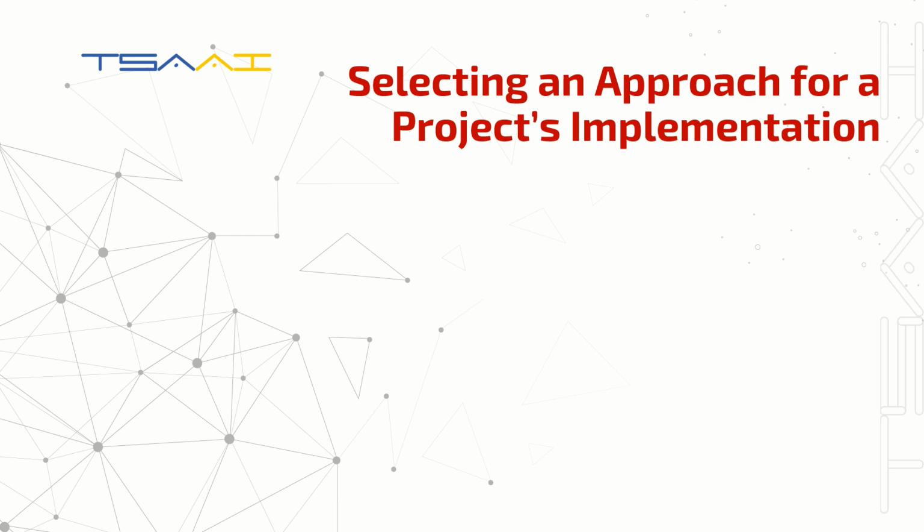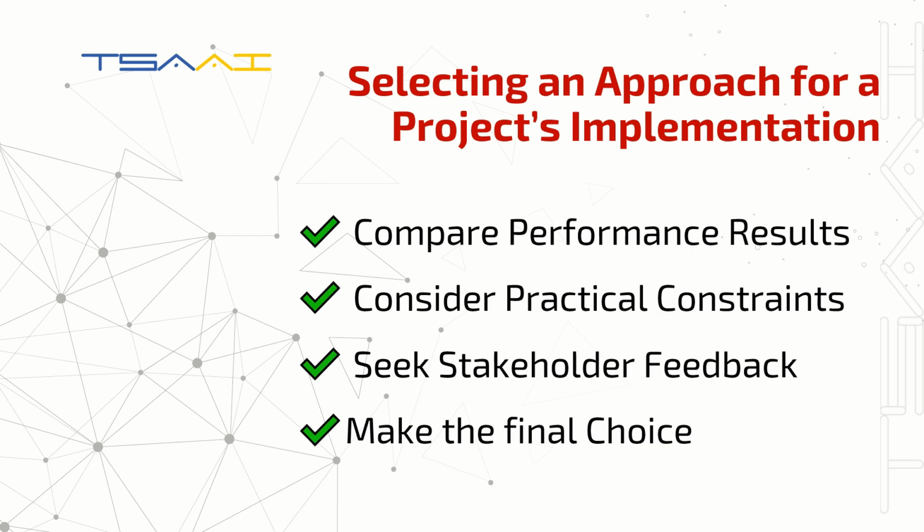Once you have tested different approaches, the next step is to select the most suitable one for implementation. To make an objective decision, performance results must be compared. It has to be assessed how easily the model can be deployed in a production environment, and an evaluation of the cost associated with training and running the model must be done. The stakeholder feedback must be considered too, and the final choice is made taking into account these considerations.